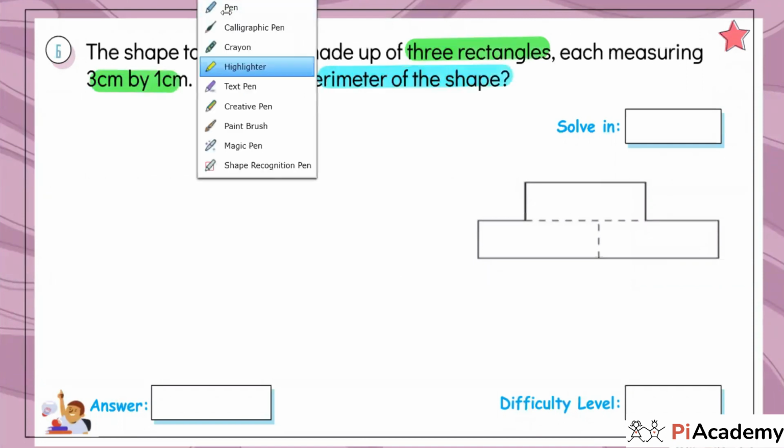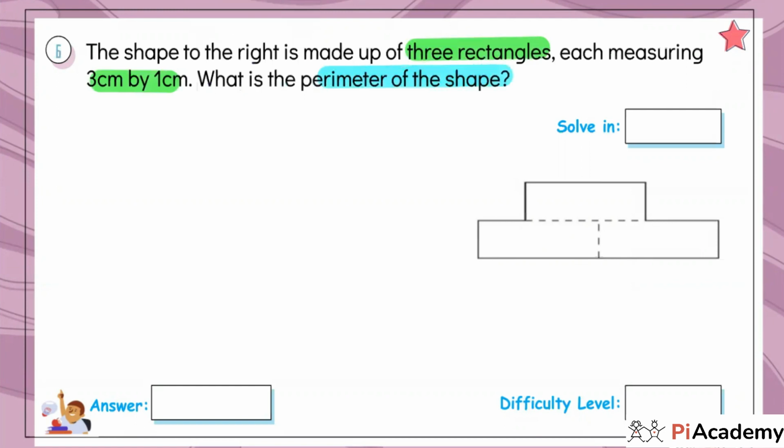Okay, so for this question, I'm going to give you 2 minutes to solve it. Here is the shape we are talking about in the question. So you have to figure out where the 3 centimeter is, where the 1 centimeter is, and what the perimeter should be at the end of this combined shape. And your time starts now.